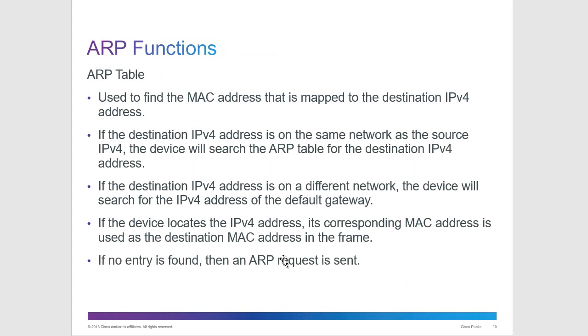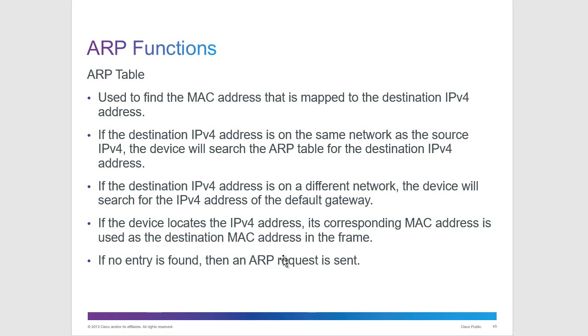Your ARP table is used to find the MAC address that is mapped to a destination IPv4 address, or the ARP process is. If the destination IPv4 address is on the same network as the source IPv4 address, so it's a local network, the device will search the ARP table for the destination IPv4 address. Okay, so this is an ARP table that is stored on your end device. We're talking end devices right now in the presentation.